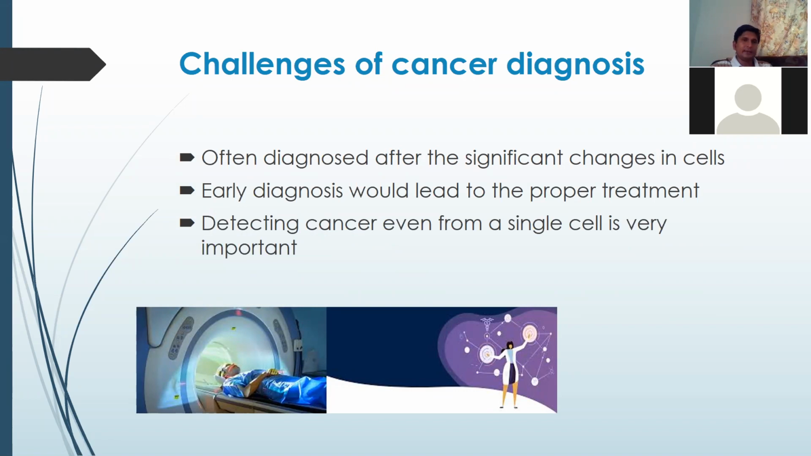So the challenges that are associated with the diagnosis of the cancers are all linked towards how efficiently and how early the cancer could be diagnosed. Currently, often the cancer is diagnosed after significant changes in the cells have happened. Because cancers are the uncontrolled growth of the cells, we are only able to diagnose the cancers when significant changes in the cells have already happened.